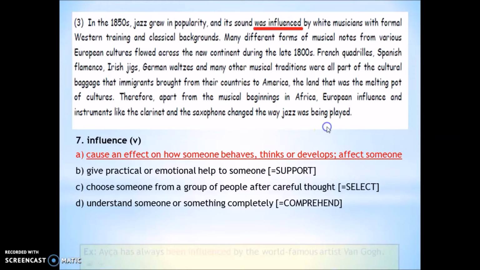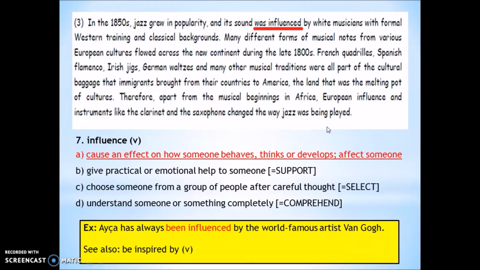Well, that is something you see every time in your texts, most probably. Aisha has always been influenced by the world-famous artist Van Gogh. That means she was inspired by. So Van Gogh influenced her. So Van Gogh had an effect on how Aisha behaves, how Aisha thinks, and how she develops herself. So basically, Van Gogh affected her somehow.